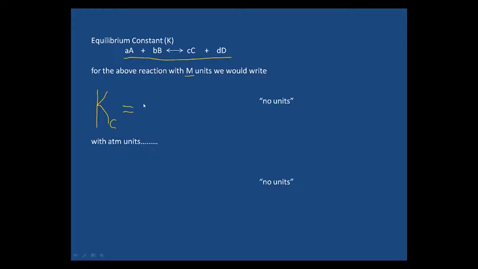Now an equilibrium constant is just a ratio of the amount of products over the amount of reactants. So we would write, in this case, the molarity concentration of C. Now we raise the concentration based on the coefficient in front of that substance in the balanced chemical equation. We have C and D as the products. We raise the C to the coefficient c, we raise the D to the coefficient in front of the D, and we divide that by the amount of reactants that we have.